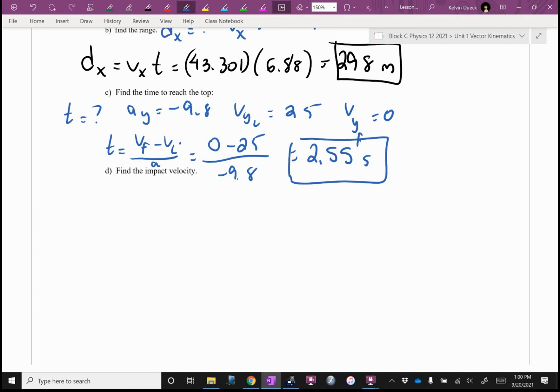Kessler, what does D want me to find? What is the impact velocity not equal to? Not equal to 0. Okay? Got me? Okay. How the heck can I find this? I'm going to DULP. What does DULP stand for?